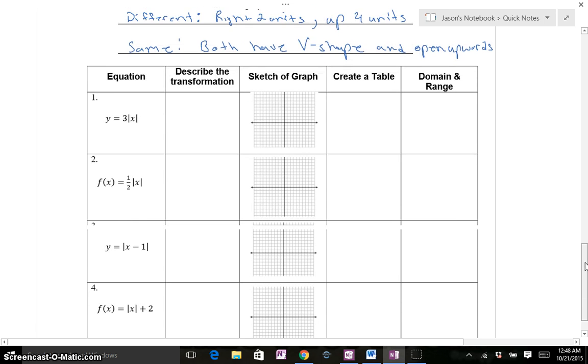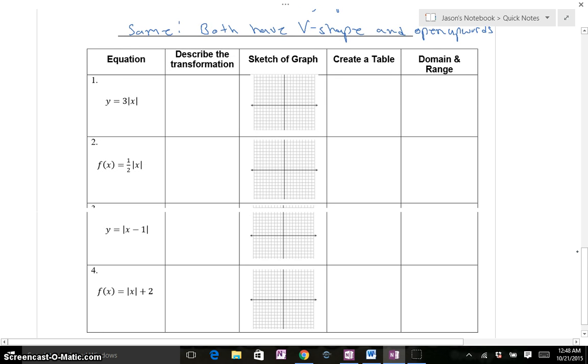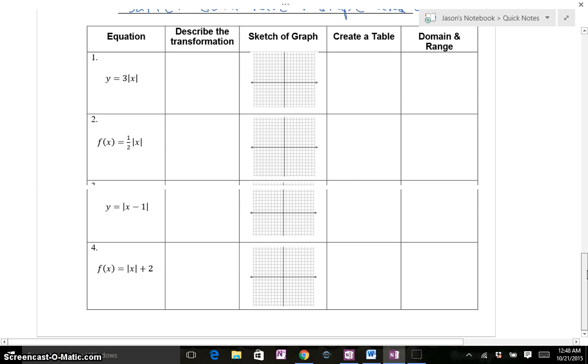Here we're going to graph a little bit. Describe the transformation. Here we have y equals 3 times the absolute value of x, so this is going to be a vertical stretch. Create a table, x, y.